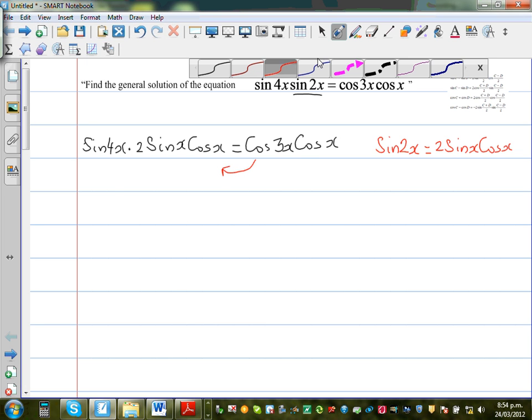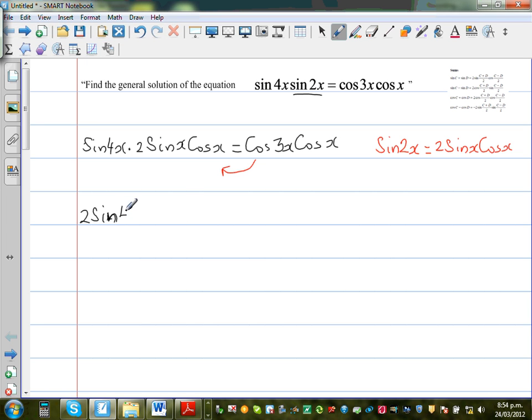Okay, so what will happen now? The next step will be 2 sin 4x times sin x cos x, taking away cos 3x cos x from both sides, minus cos 3x times cos x is equal to 0. That should be your first step.